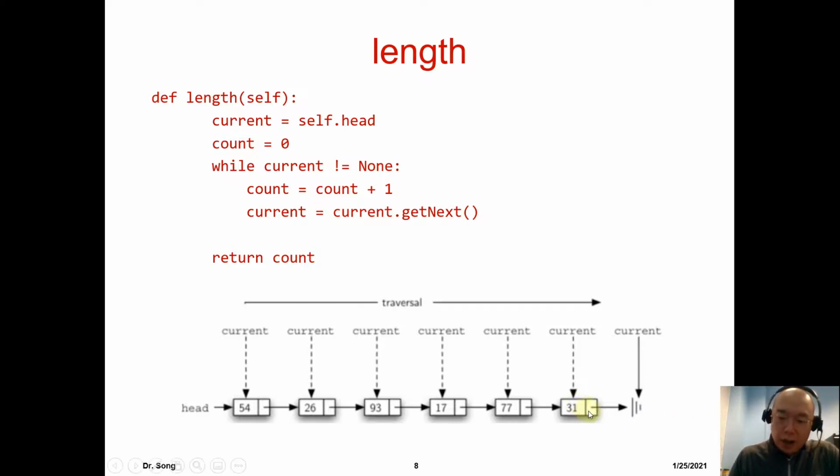The next reference of the 31 will be None. None means there's nothing. So if the next cursor points to nothing, this iteration will finish, because we have already used the current cursor to visit all the nodes. And then we want to return the count, because that is the counter of how many nodes we have touched.